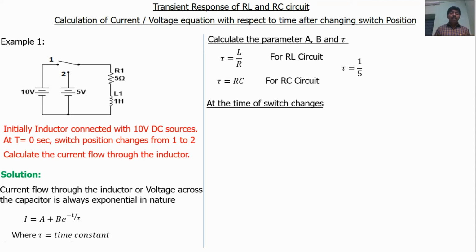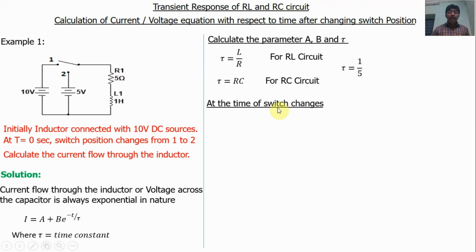What will be the inductor behavior at the time of the switch change? At the time of the switch change, the inductor will act as a current source with the previous state value. Previous state value means previously the inductor was connected for a long time with the 10 volt source. So previously the inductor acted as a short. We know the inductor behavior. Okay. Without referring to that inductor behavior video, we cannot solve this problem. Okay, just refer to this video.